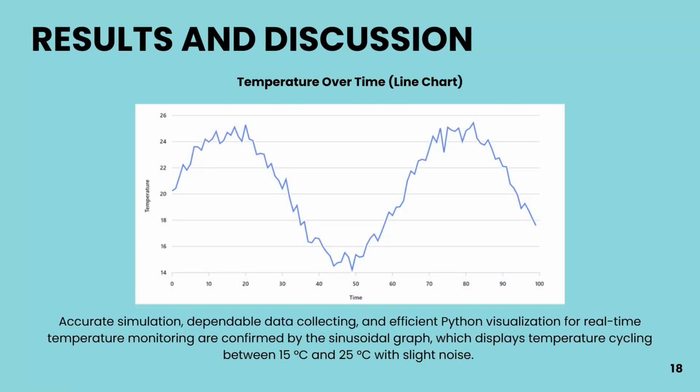Next, results and discussion: temperature over time, line chart. This shows that accurate simulation, dependable data collecting, and efficient Python visualization for real-time temperature monitoring are confirmed by the sinusoidal graph, which displays temperature cycling between 15 Celsius and 25 Celsius with slight noise.